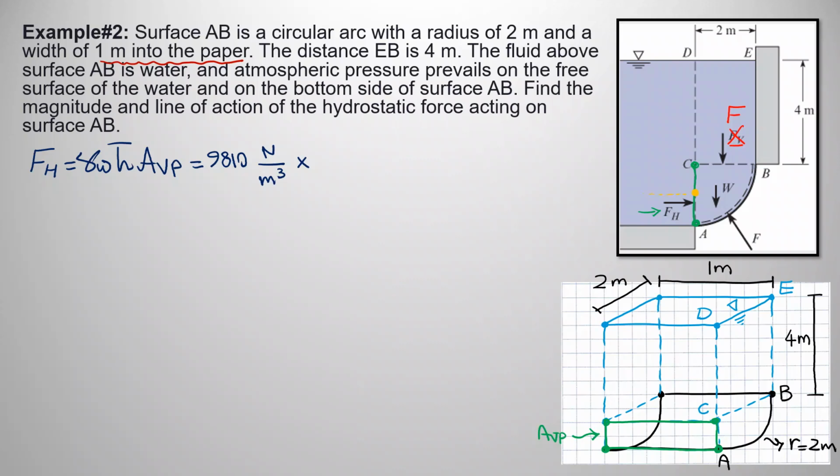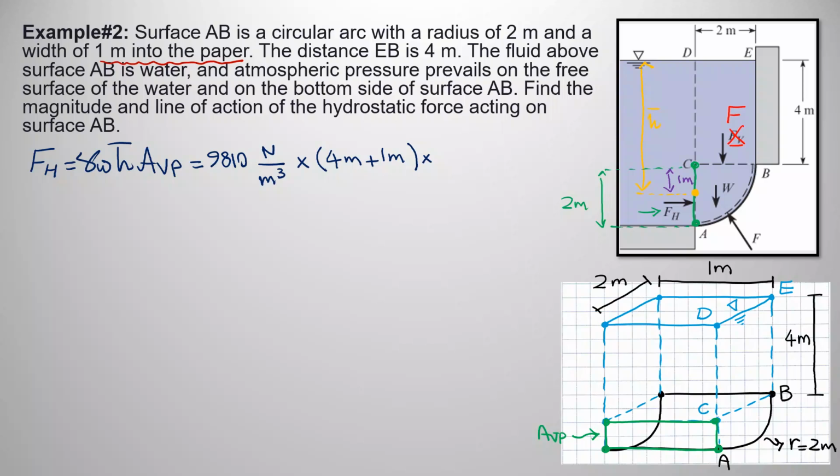So to find out H bar, I can tell that this would be my H bar. And since the radius of this quadrant is equal to 2 meters, meaning that this is 2 meters, then this distance over here is 1 meter, right? Okay, so H bar then would be equal to 4 meters, which is the distance from E to B, plus 1 meter from B to the centroid of the green line, times the area of the vertically projected surface.